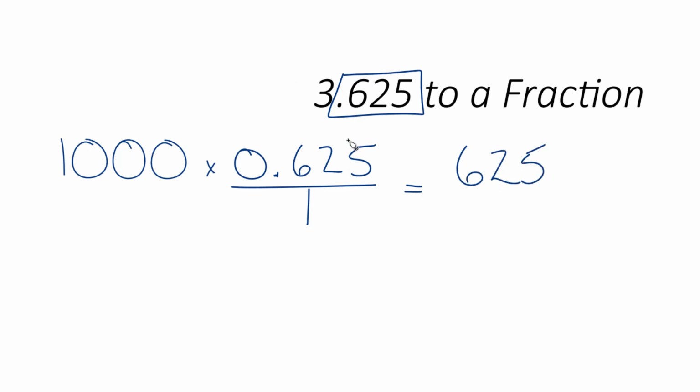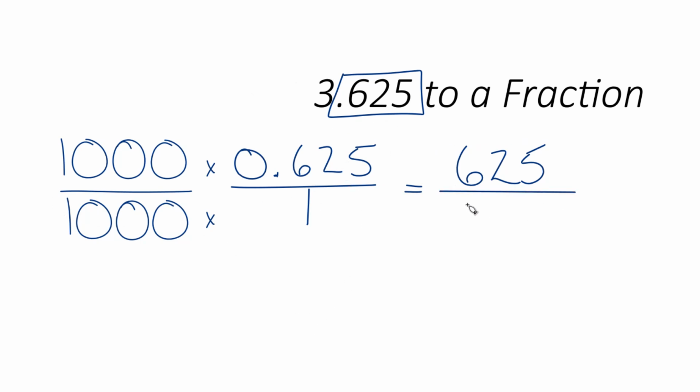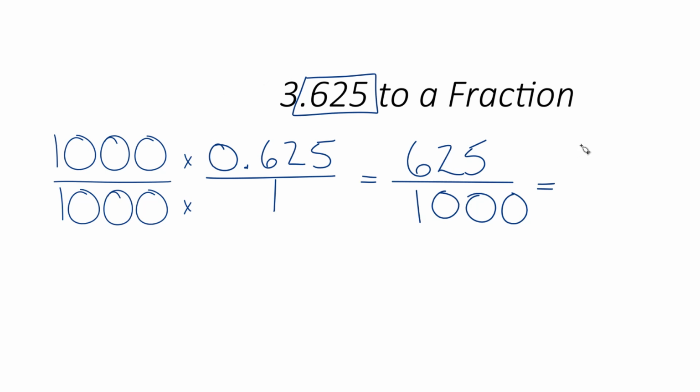But we can't just multiply the numerator by 1,000. We also need to multiply the denominator by 1,000. Because 1,000 over 1,000, that's just 1. So we don't change the actual value, just the way it's written. 1,000 times 1, that is 1,000. And now we have whole numbers. So 625, if we divide that by 25, we actually get 25. If we divide 1,000 by 25, we get 40.